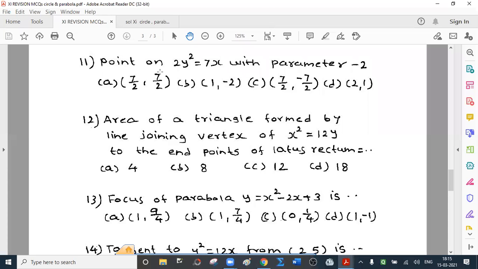Sum number 11. Point on the parabola 2y square equal to 7x with parameter minus 2. You should know all the features of parabola. What are the parametric equations of parabola y square equal to 4ax? They are x equal to a into t square and y equal to 2 into at. Tell me the answer.